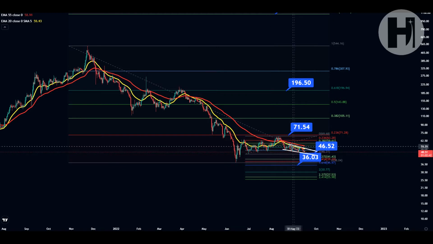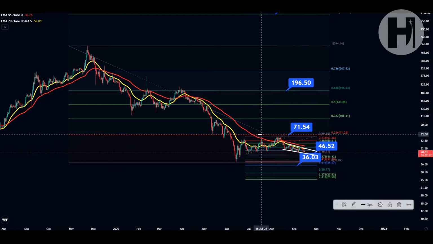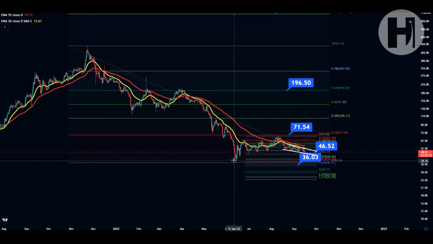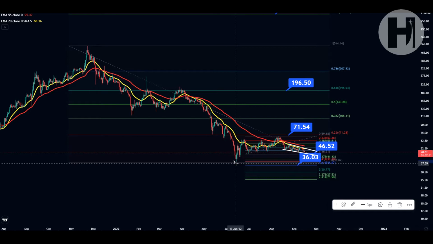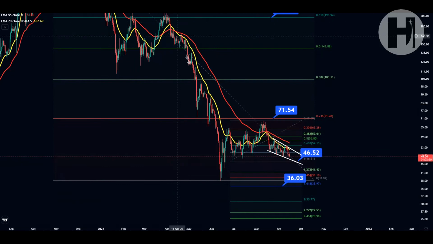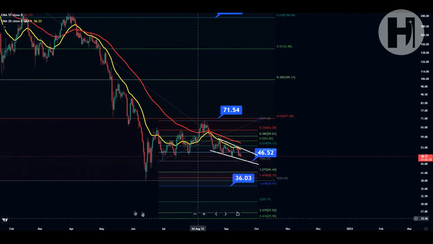The level that we rejected in August was the 0.236 of the larger Fib retracement. We retraced from the zero level all the way to the 0.236, and now we're coming back down to where we came from, which is typically what you see after such strong corrections to the downside.